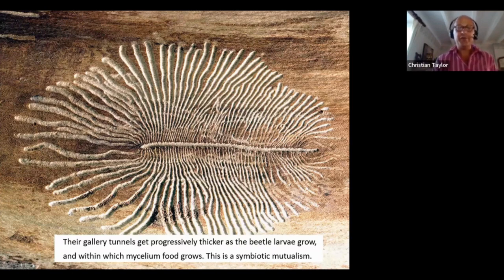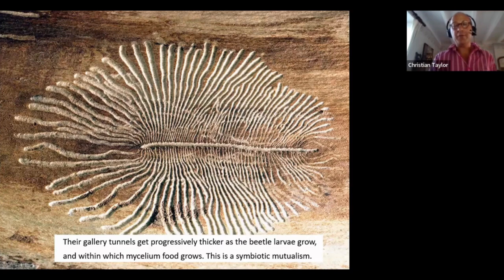And of course, what's nice about this is you can see that the tunnels that the larvae create start off very small, because the larvae are very small when they first hatch from the eggs, and then as they progressively chomp through their meal, their mycelium in their mycelial galleries, they get larger. So the tunnels actually have to get larger to accommodate the larger body size of these larvae, which explains why you see this slightly widening shape.